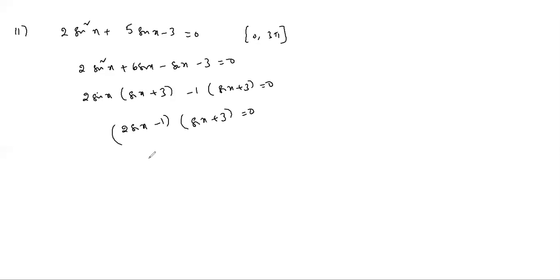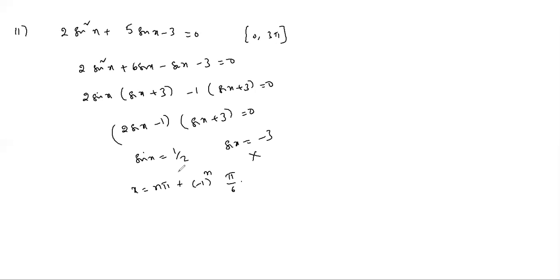So 2 sin x minus 1 into sin x plus 3 equal to 0. So sin x equals 1 by 2, sin x equals minus 3. Minus 3 is not possible, because the maximum value is plus 1 and the minimum value is minus 1. It is not in the range, so it is not possible. So sin x equal to 1 by 2. What is the general solution? n pi plus minus 1 whole power n into alpha, where alpha value is pi by 6 and 5 pi by 6.